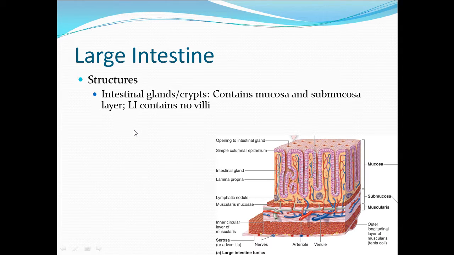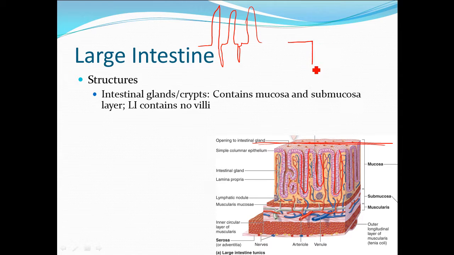Alright, the large intestines, we have the intestinal glands or the intestinal crypts. And once again, these are structures that go downwards. And you'll notice that there's no villus over here. In the small intestine, the villi go up, and then there are parts that go down like this. For the large intestine, things just go downwards like this. So there are no villi.